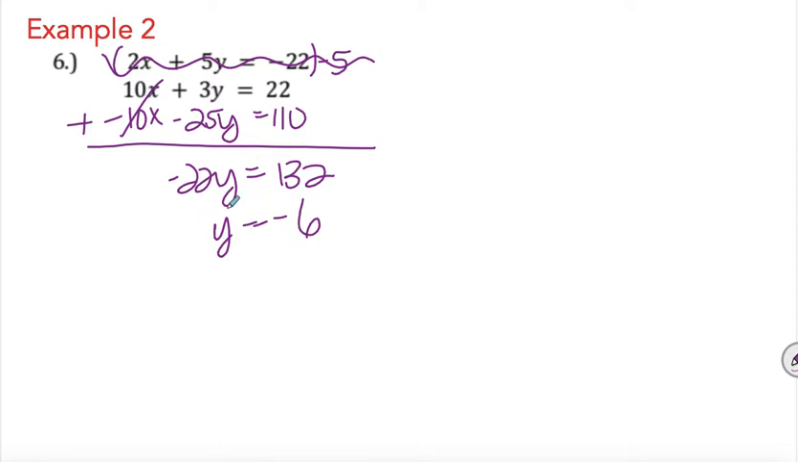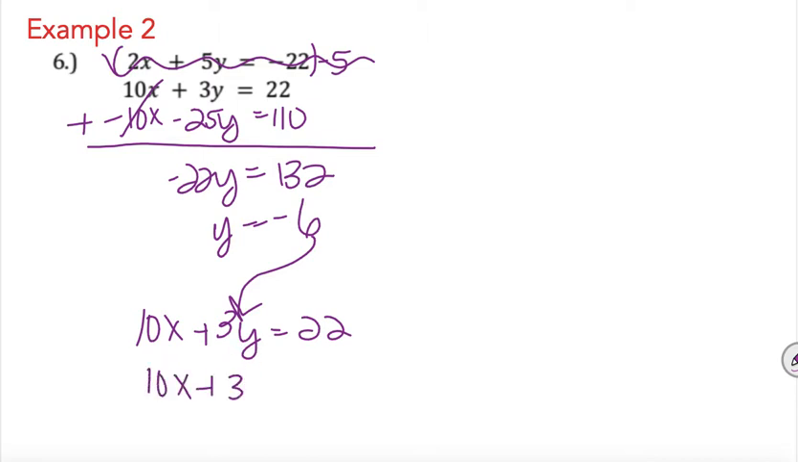Once you have your first value, you can plug it back in. I'm going to pick this bottom equation since I can read it. It says 10x plus 3y equals positive 22. And this answer we just found of negative 6, I need to plug it in for the y here. So I would have 10x plus 3 times negative 6 equals 22.